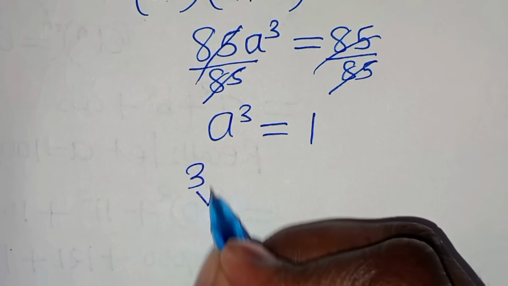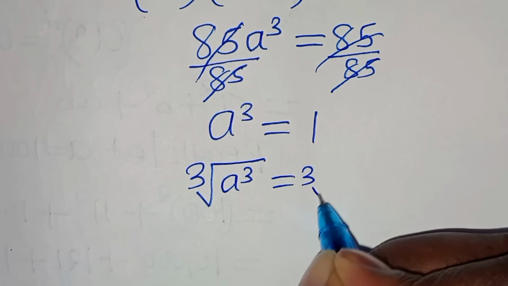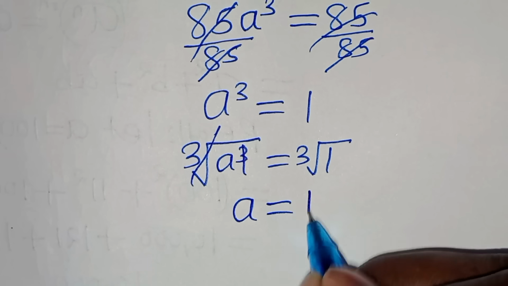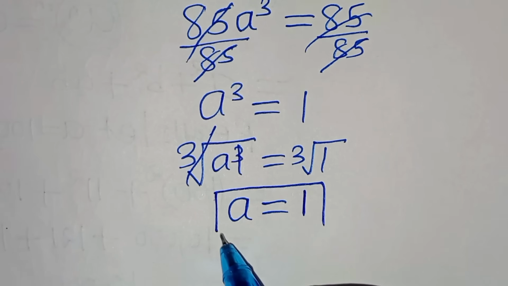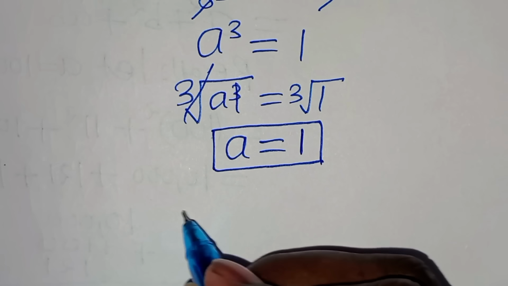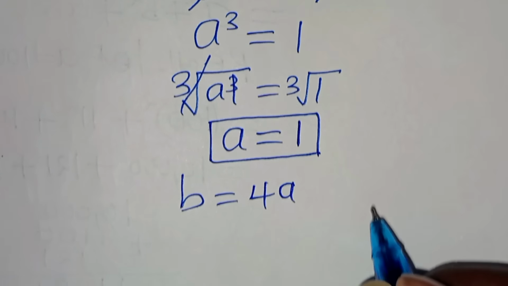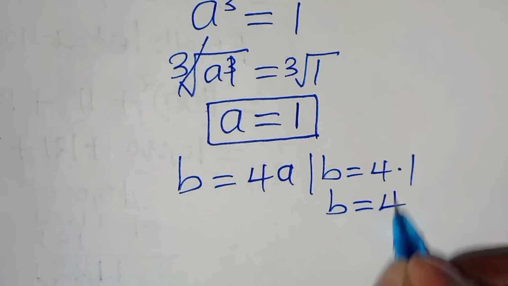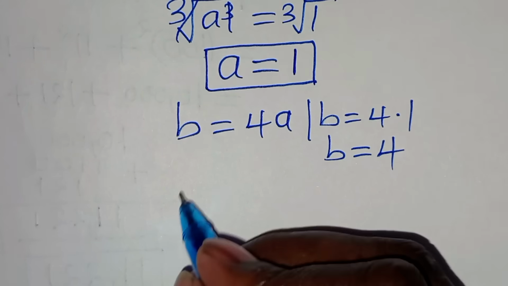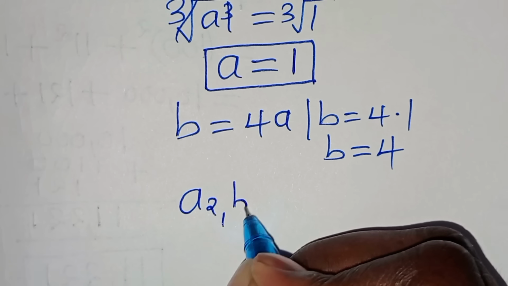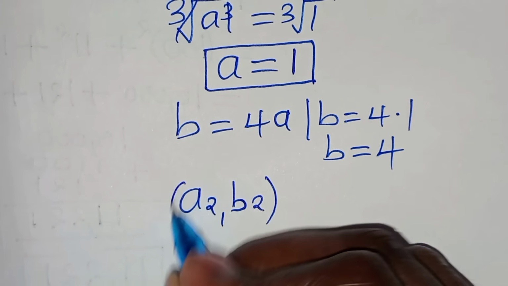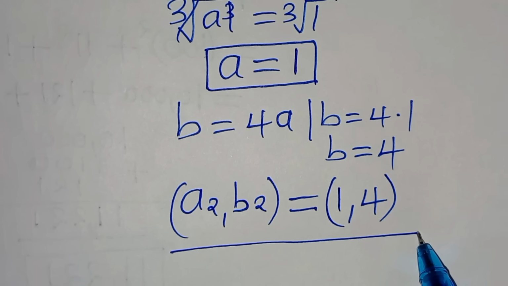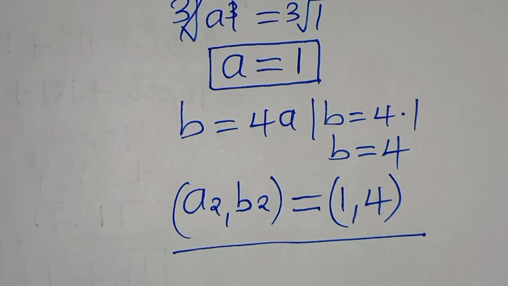So we can get the cube root on both sides. And this means that we have that the cube root of a cubed, the cube root of 1, is equal to 1. So in case 2, we have the value of a equal to 1. Now we have that b is equal to 4 times a. So this means that the value of b is equal to 4 times 1, and b is equal to 4. So the second set of solution here, that is a2 comma b2, this is equal to 1 comma 4. This is the second set of solution. So we have got two sets of solution here.